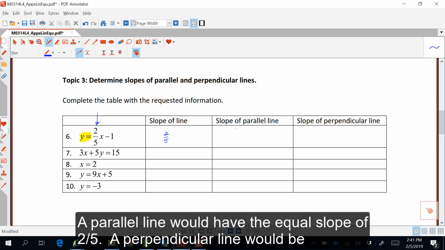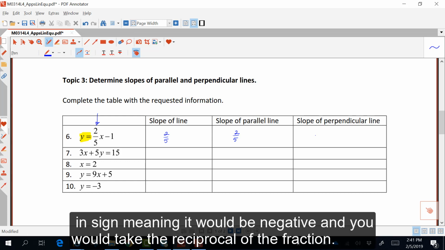A parallel line would have the equal slope of 2/5. A perpendicular line would be opposite in sign, meaning it would be negative, and you would take the reciprocal of the fraction.